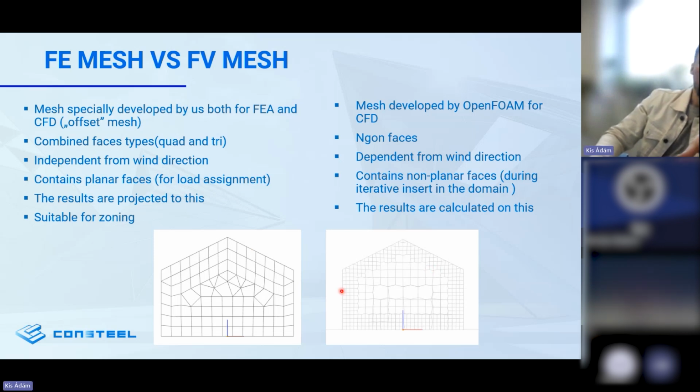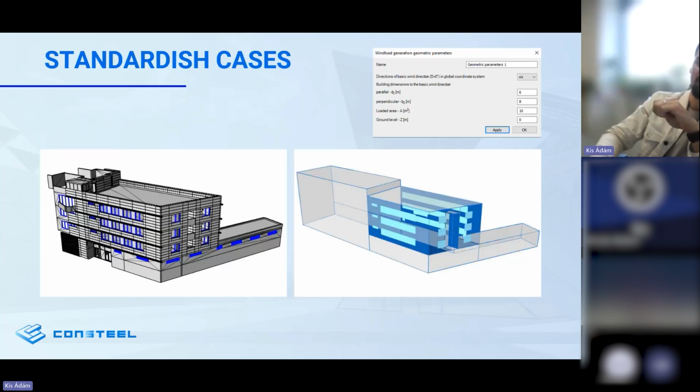Another aspect is that our mesh is independent from wind direction. You will see the same faces for every direction, while the OpenFOAM mesh, this finite volume mesh, which contains volumetric cells in a domain, is dependent on wind direction. So for every simulation case, for every direction, a separate mesh will be generated to capture the velocity and pressure fields around and on the building surfaces.